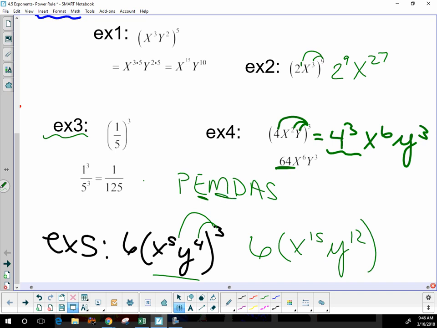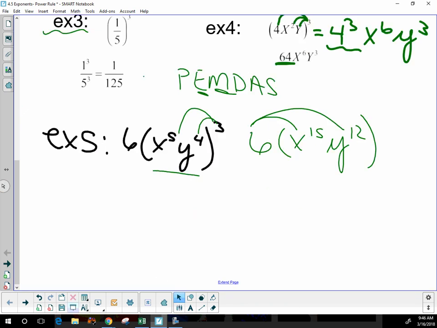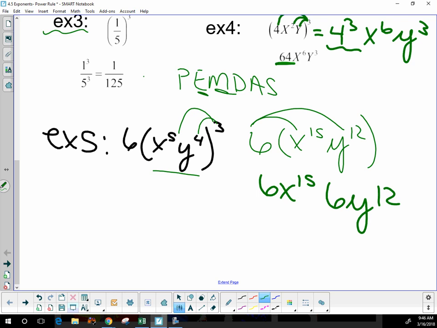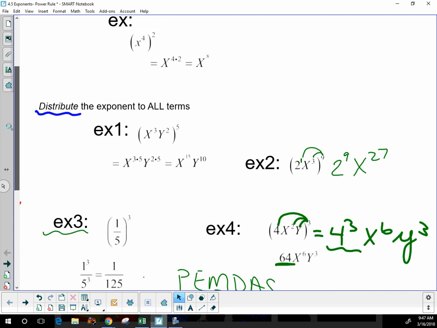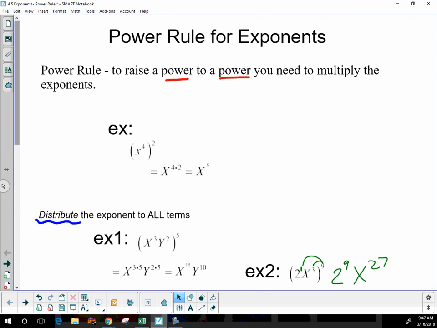Now I can deal with my multiplying, which is distributing. You know how that's going to work out. I'm sort of out of room here. Let me scoot my screen down. I'm going to end up with 6x to the 15th, 6y to the 12th. That's all we're really going to do for today. We will extend our knowledge on this, but let's just kind of work with getting familiar with how to distribute and just focusing on the power rule right now. Again, to raise a power to a power, you multiply the exponents.